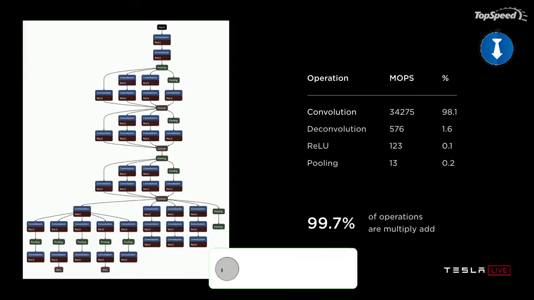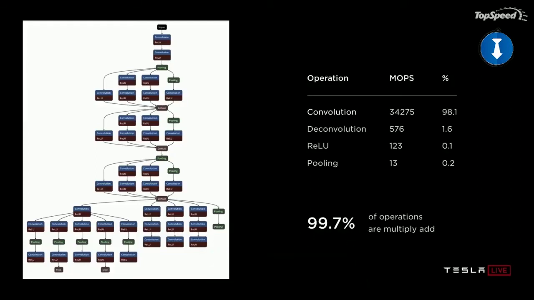If you look over on the right side of this, you can see that in this network, of the 35 billion operations, almost all of them are convolution, which is based on dot products. The rest are deconvolution, also based on dot product. And then ReLU and pooling, which are relatively simple operations.